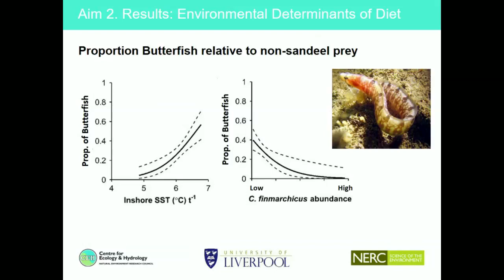So in warmer waters in the previous year, there are more butterfish in the diet. And then secondly, this effect of Calanus finmarchicus abundance: what we can see is that with a higher abundance of this key prey, the proportion of butterfish is reduced.